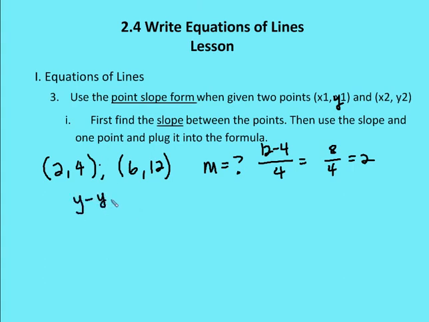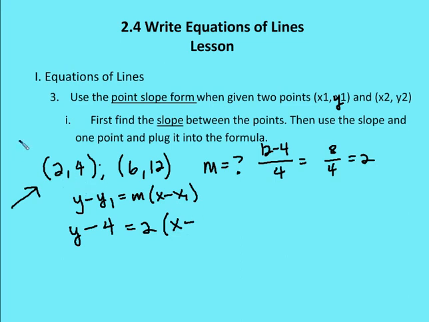If you recall from the prior slide, y minus y1 is equal to the slope times x minus x1. Okay, y is still just y, minus y1, we'll choose this point, 2, 4. So y minus 4 is equal to the slope, which we just figured out is 2, times x minus, in this case, 2.